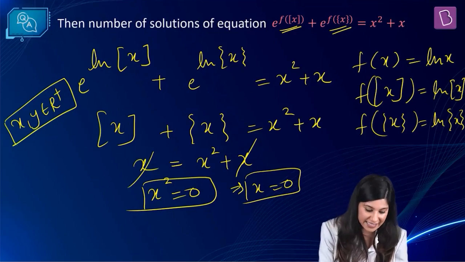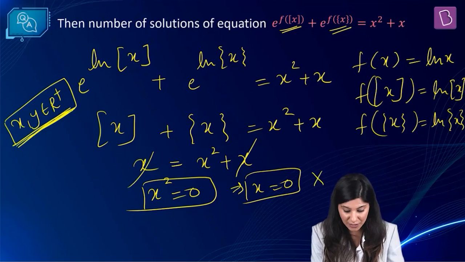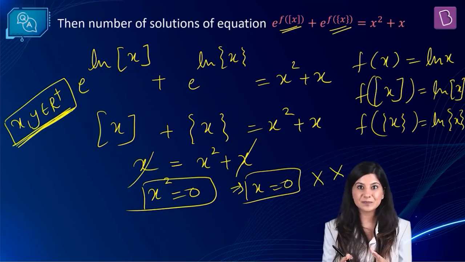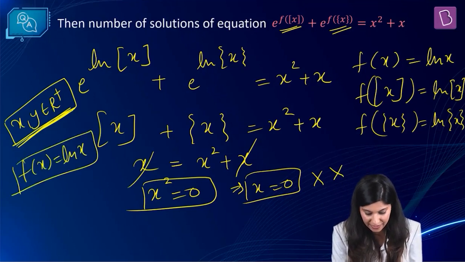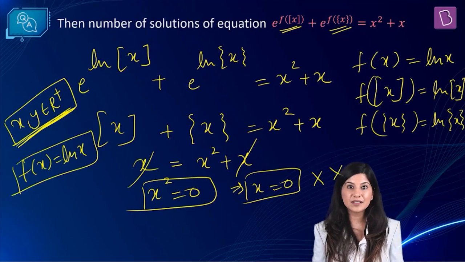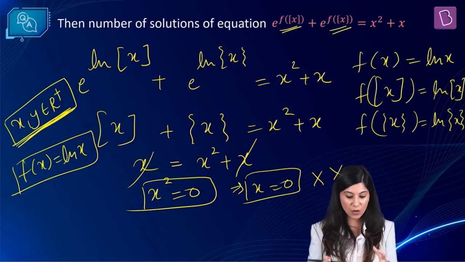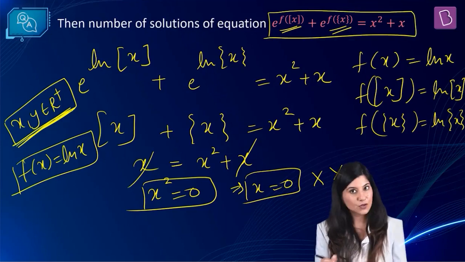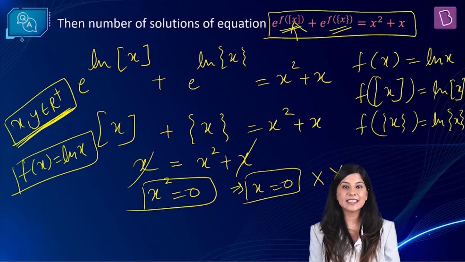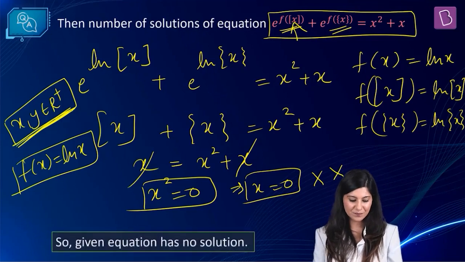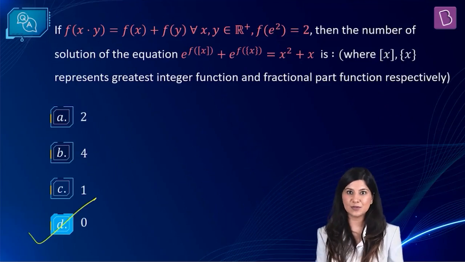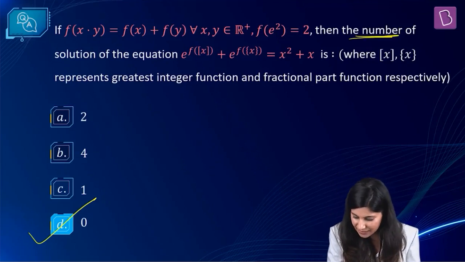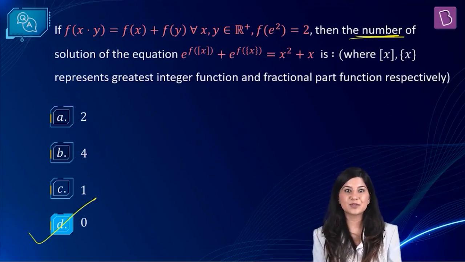But since x equal to 0 is not in the domain of this particular function, already you think about f of x equal to ln x. X equal to 0 is not accepted over here. You cannot put x equal to 0 inside this f. So how come x equal to 0 is the solution of this? That means this given equation has no solution, right? Read the question carefully. Be alert, be attentive. Option D is the right answer. 0 solutions, because the number of solutions has been asked. Number of solutions is 0. Got it?